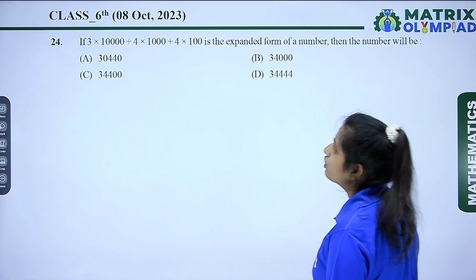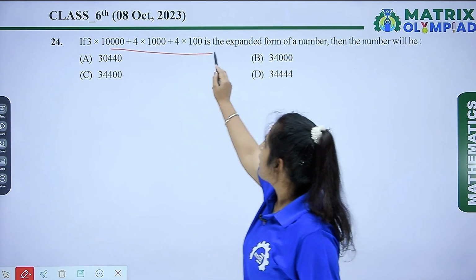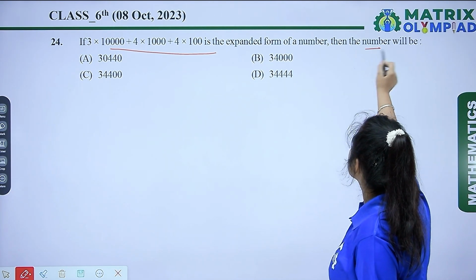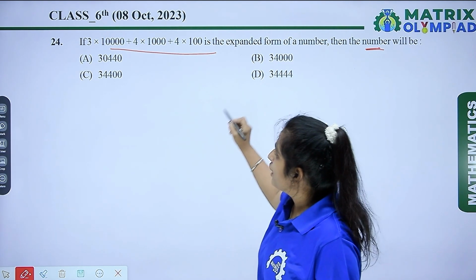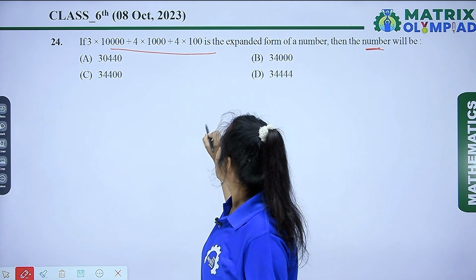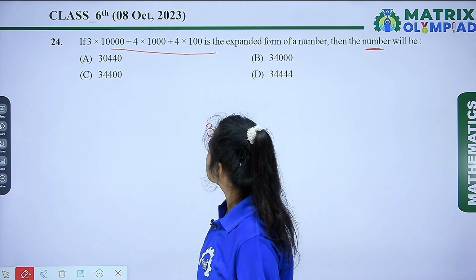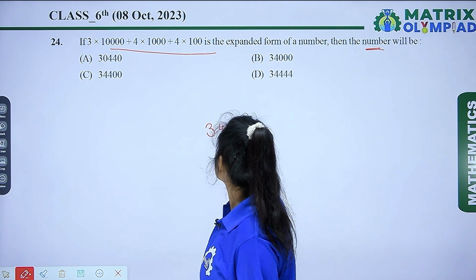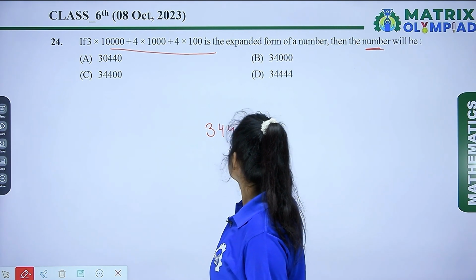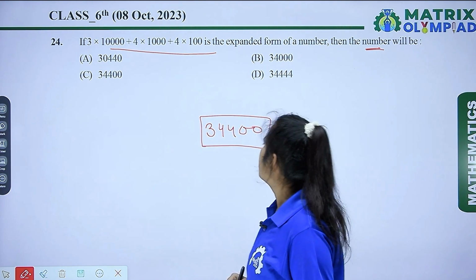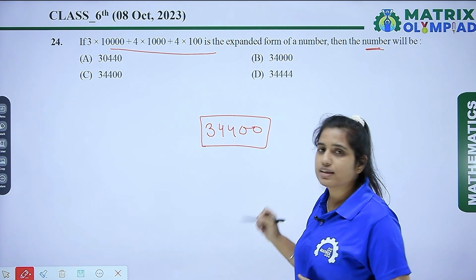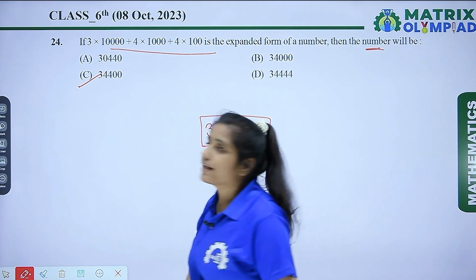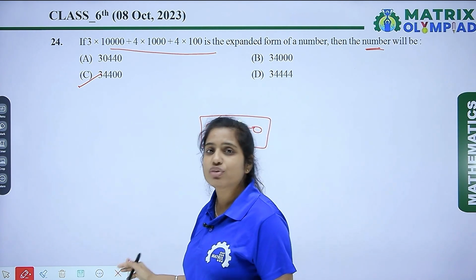In question number 24, this is the expanded form of a number and we have to find out the number. So let's write down this number. This is 30,000, then 4,000 and 400. So this number will be like this. So here option C is the correct answer. Now let's move on to the next question.